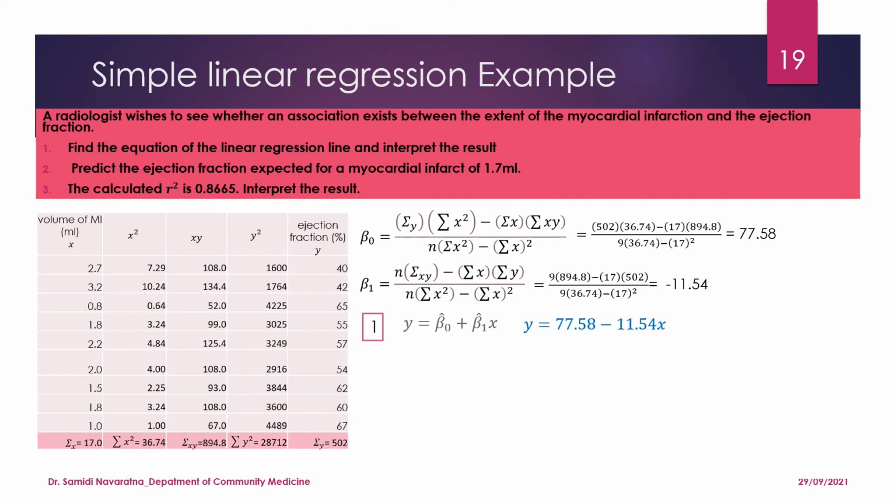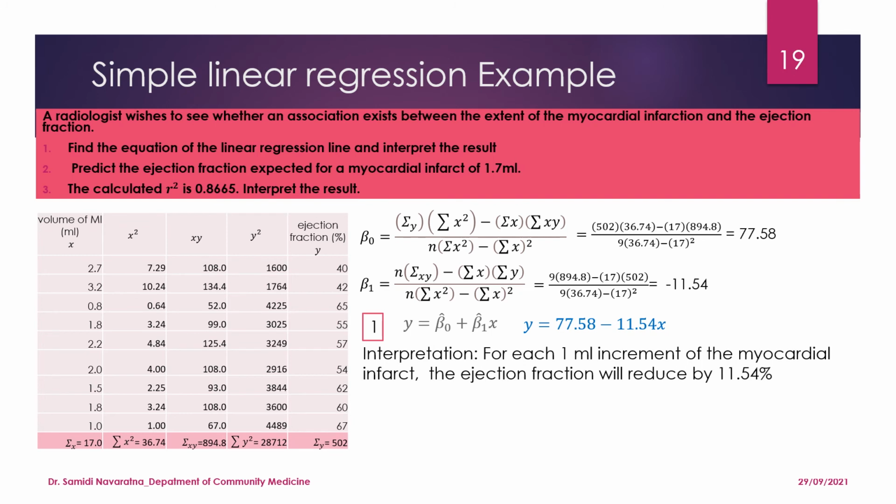So next we have to interpret it. Interpretation is, for each 1 milliliter increment of the myocardial infarct, the ejection fraction will reduce by 11.54%. So the next question is to predict the ejection fraction expected for a myocardial infarct of 1.7 milliliters.